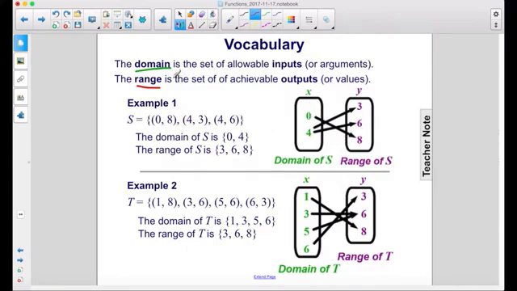And in this case, the domain would be all of the X values, and the range is all of the Y values. So here, the domain of S is 0 and 4, those 2 values, and the range is 3, 6, and 8. In our second example, we had 4 ordered pairs in T. The domain is the X values, and the range is the Y values.